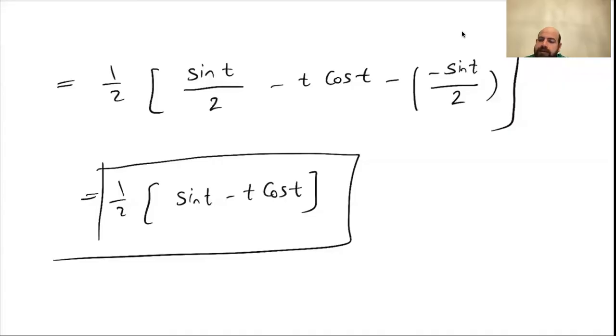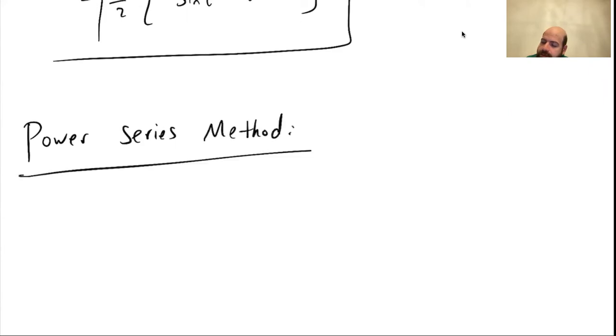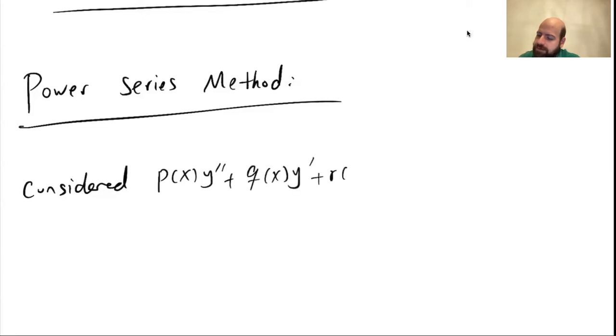All right, and the last topic we looked at in this course was the power series method. In this chapter, we considered a linear ODE of the form P of x times y double prime plus Q of x times y prime plus R of x times y equals 0.